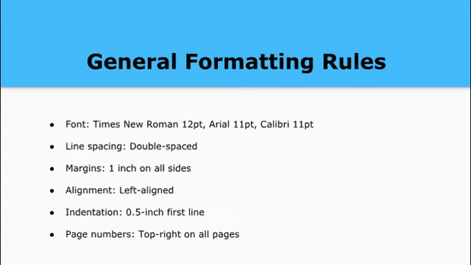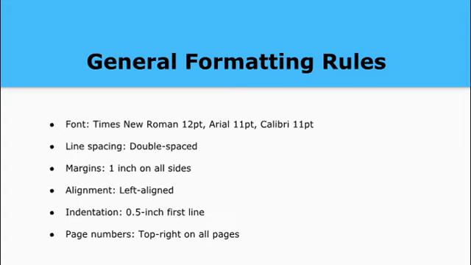Begin by selecting an approved font. Ideally, Times New Roman 12 points, Arial 11 points, or Calibri 11 points are the most commonly accepted. Always double-space all text, including the references list and block quotes. Margins should be 1 inch on all sides to give the paper a clean, framed look. Align your text to the left margin and do not justify it. Each new paragraph should begin with a 0.5-inch indent.